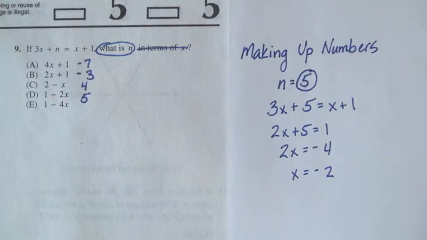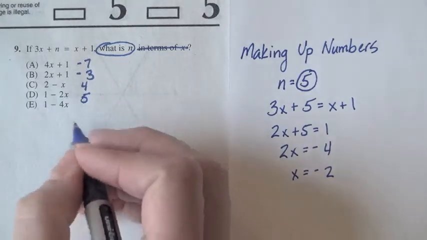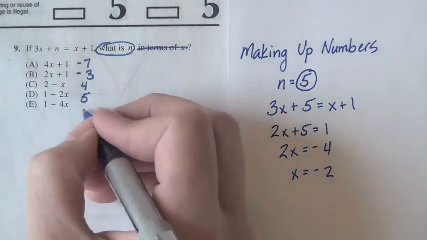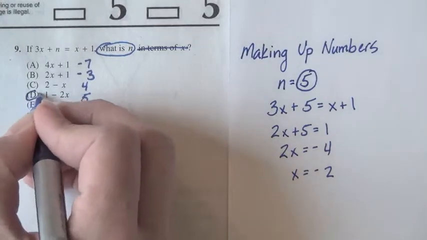That's what we want, but we're going to keep going just in case. We get 1 minus 4x for E. 4x will be negative 8. 1 minus negative 8 is 9. So the answer we want is D. And that's how you do it.